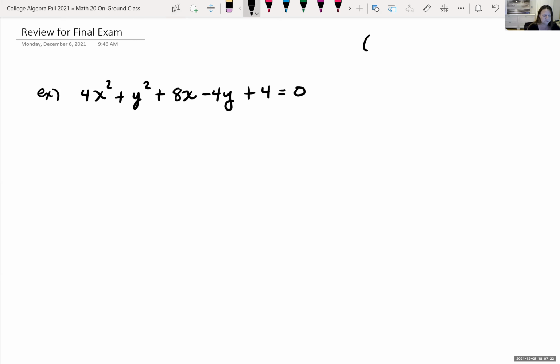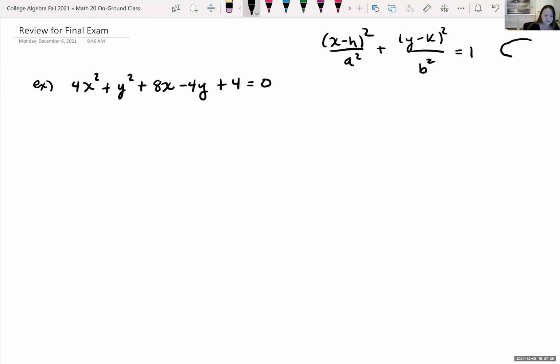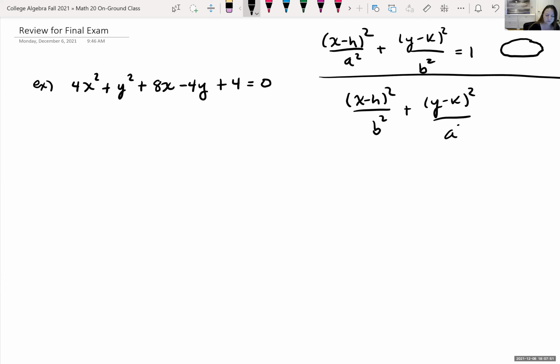For an ellipse, we have (x minus h) quantity squared over a squared plus (y minus k) quantity squared over b squared equals 1. In this case, the ellipse is elongated, so the major axis is parallel to the x-axis. Or, it could be (x minus h) quantity squared over b squared plus (y minus k) quantity squared over a squared equals 1, and then the major axis of the ellipse would be parallel to the y-axis. For an ellipse, a is always bigger than b.